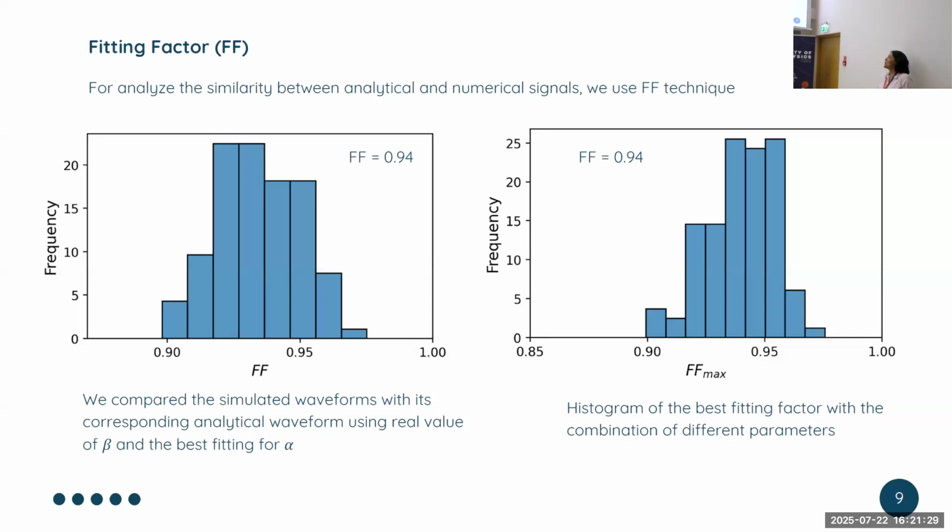So we find that the best fit in this distribution is around 94, in this line. And this other histogram shows where we can compare one numerical simulated waveform and the other 100 simulations with the numerical signal.